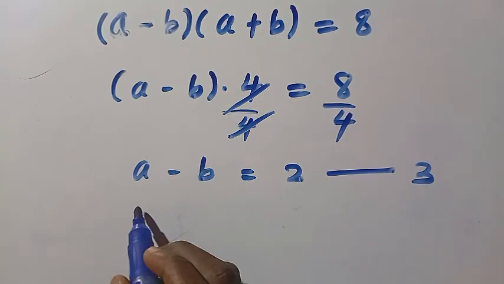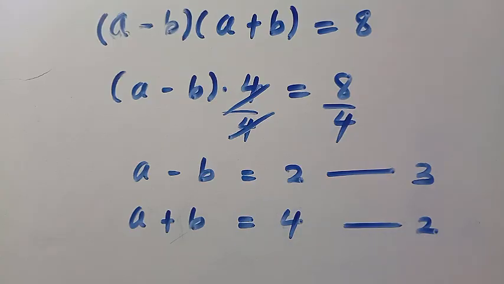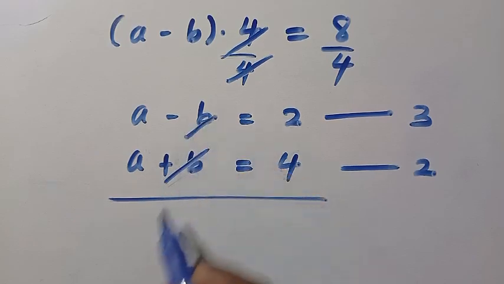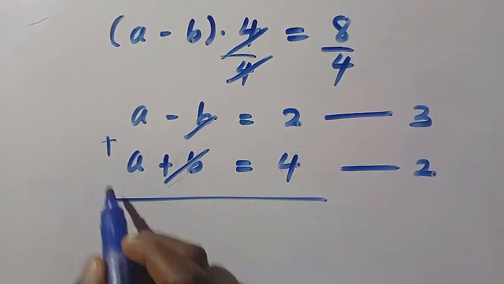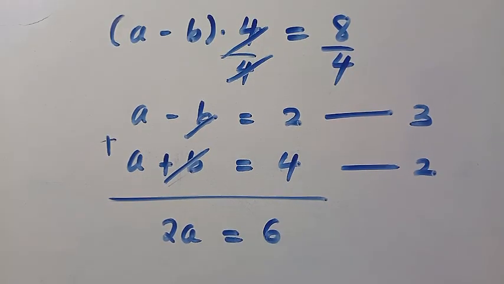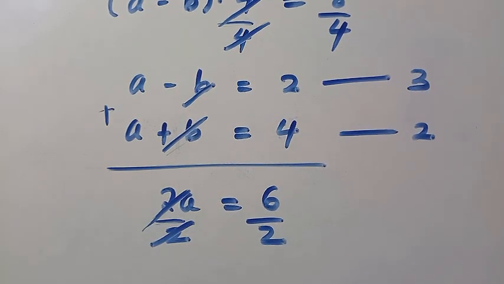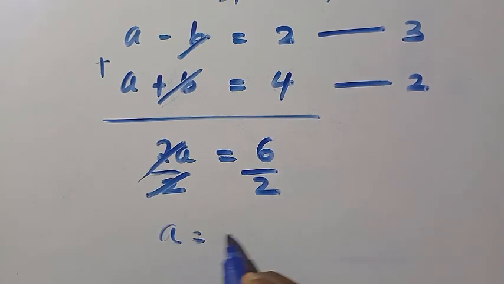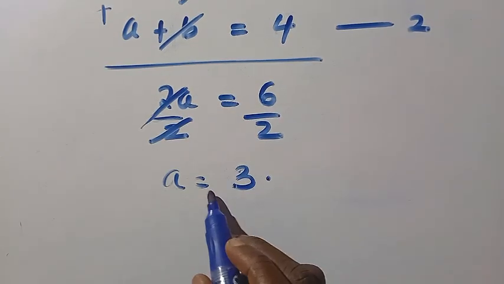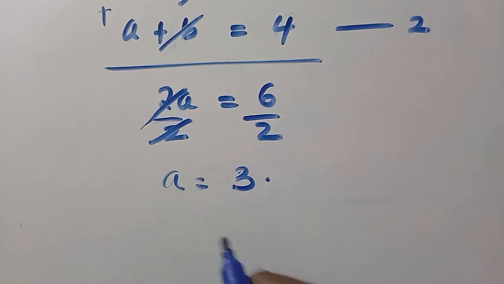By placing equation 2 below it, we have a plus b equals 4. This is our equation 2. Then to get the value of a, we add these two equations together. The b cancels b, and a plus a, we are going to have 2a equals 2 plus 4, that is 6. Dividing both sides by 2, the 2 cancels and a gives us 3. So if a equals 3, we are going to substitute this into any of these equations, either the original equations or the new equation that we formed.